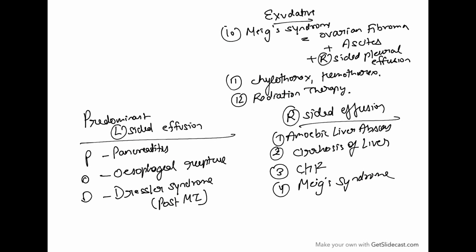Continuing exudative causes, Meigs syndrome could also be one. Meigs syndrome means ovarian fibroma plus ascites plus right-sided pleural effusion. Also chylothorax, hemothorax, then radiation therapy. If they ask what are the predominant causes of left-sided pleural effusion, there is a mnemonic POD: pancreatitis, esophageal rupture, and Dressler syndrome, which is seen post-myocardial infarction. Right-sided effusion predominant causes are amoebic liver abscess, cirrhosis of liver, CHF, and Meigs syndrome.